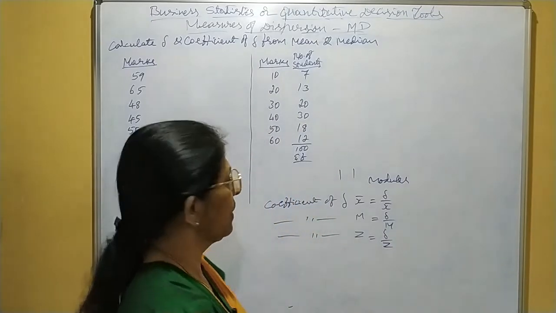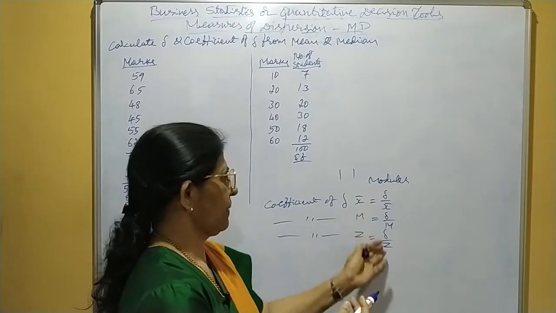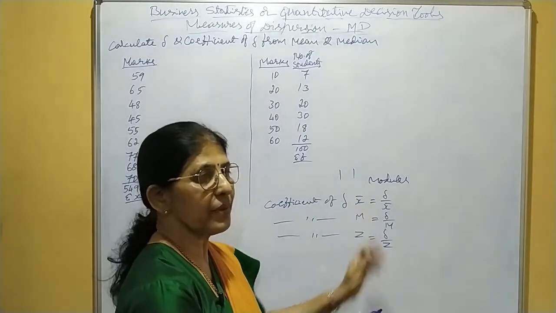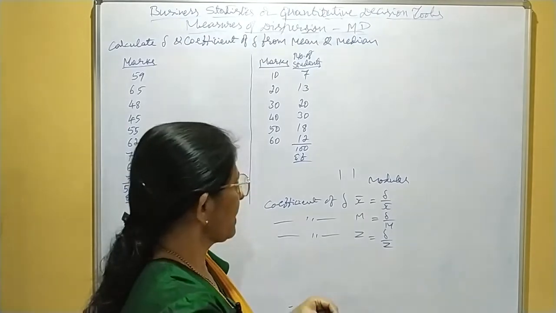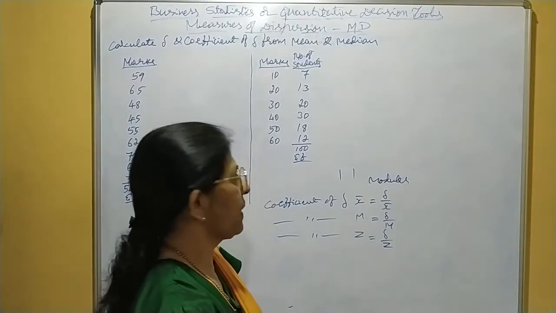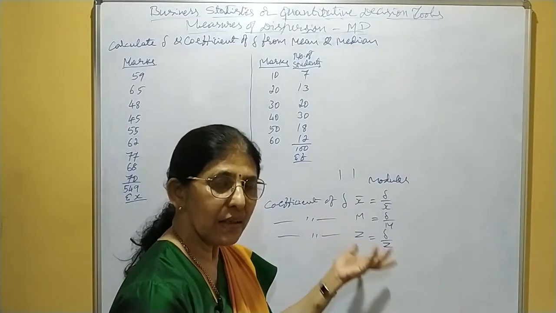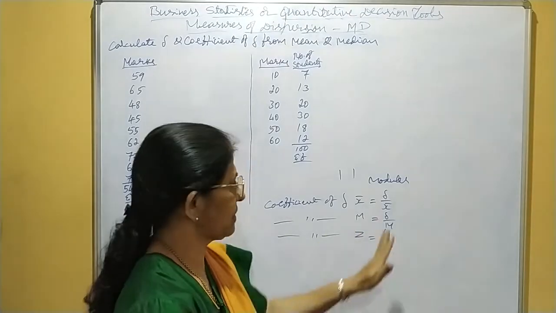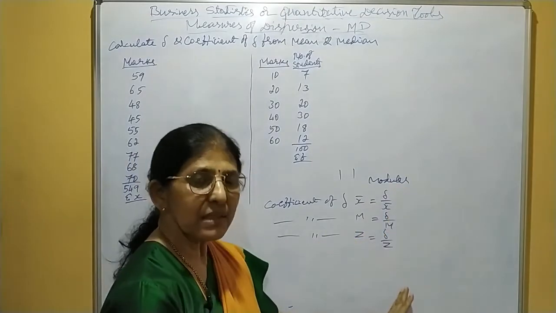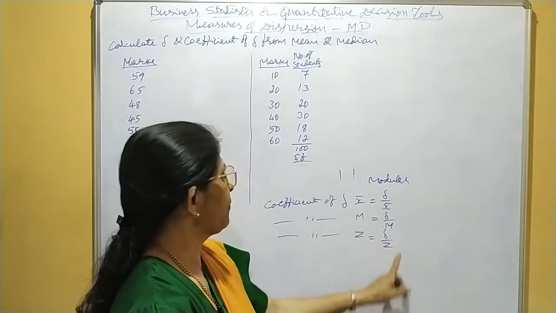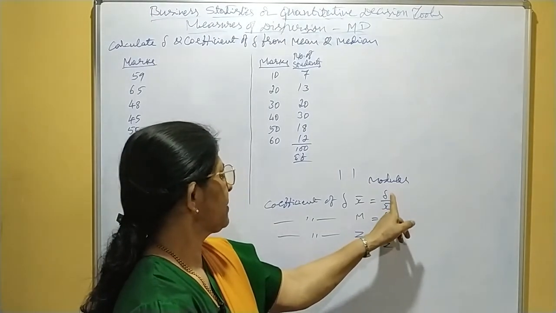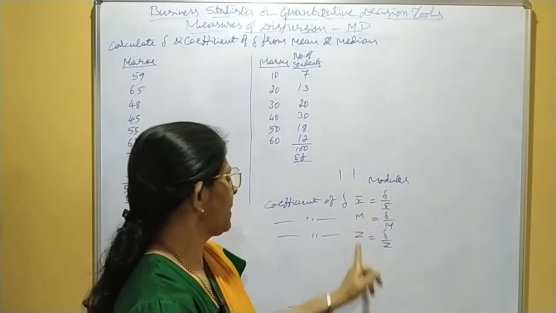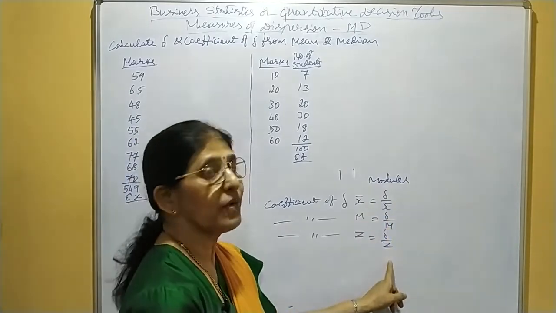Okay. Then, this coefficient of mean deviation from mean, median, mode, whether it is ungrouped data or grouped data, and under grouped data, discrete series or continuous series, the formula is the same, no change in that. The difference is in calculating this mean deviation from mean, median, mode and the mean, median and mode.